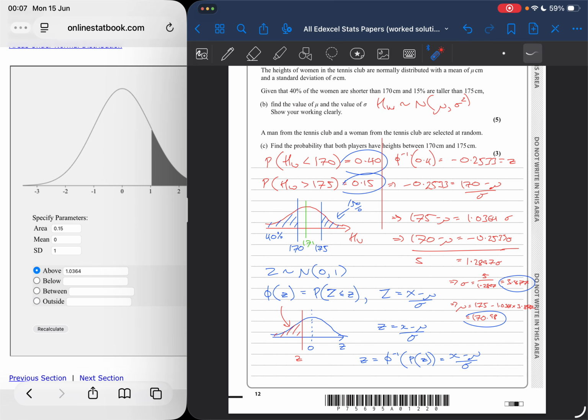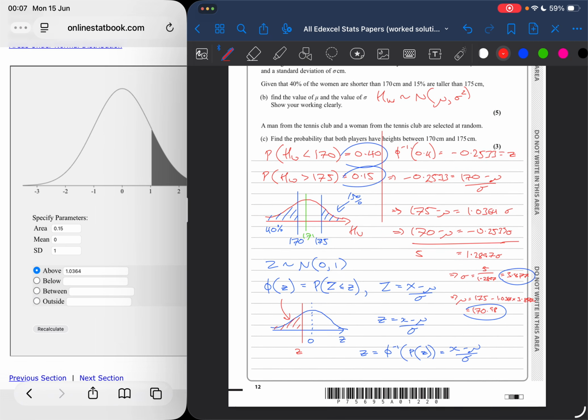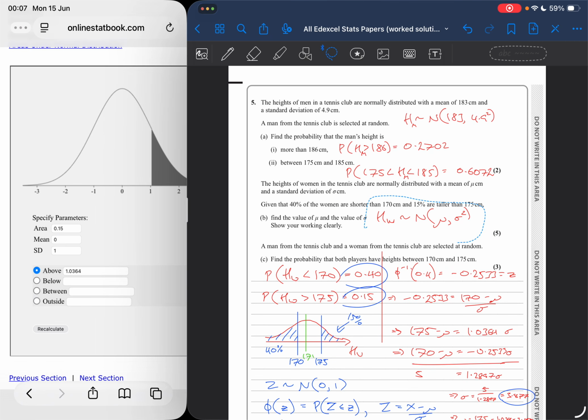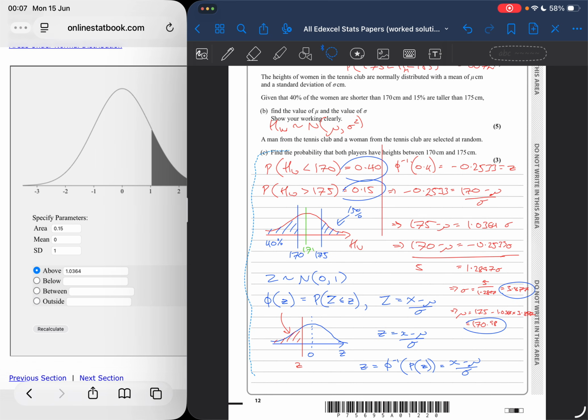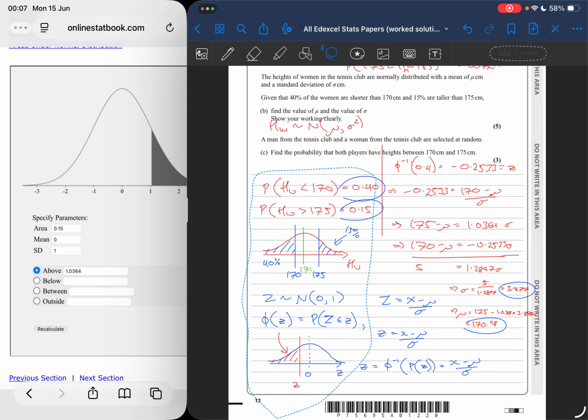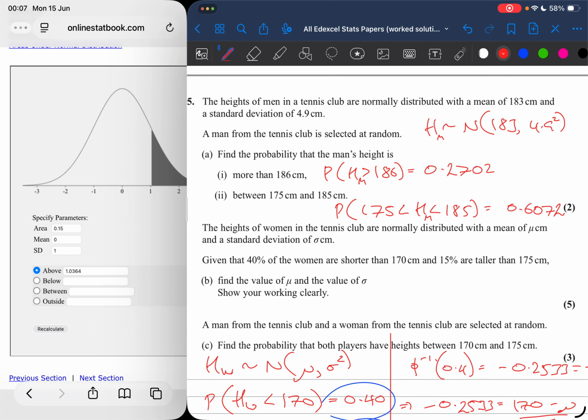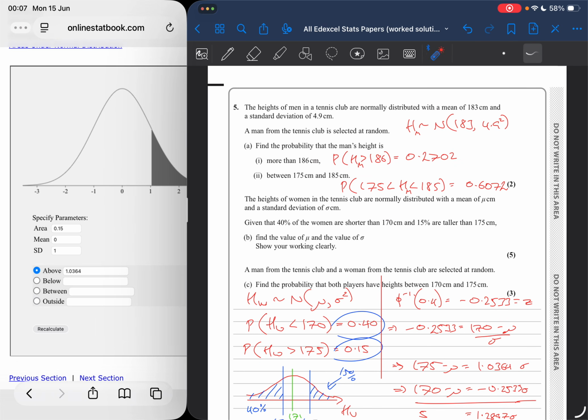Next bit then. We've got a man and a woman, both of them between 175 and 170. So I will just go above for this. We've got a lot of little notes down there. Let's just move this out of the way, maybe. That's notes about this. Move you down ever so slightly, and you can slide in the top. Right, got some space.